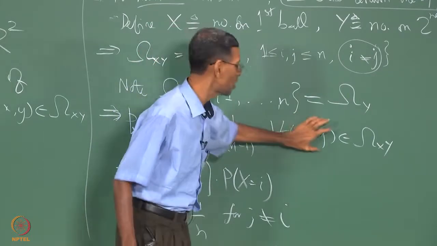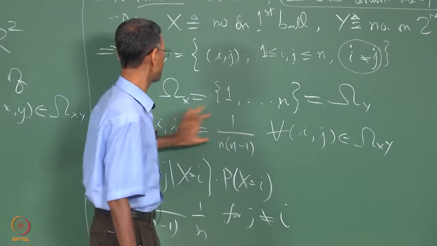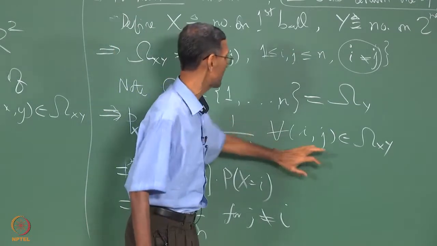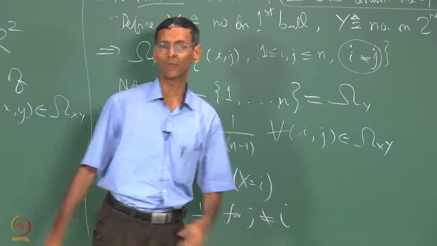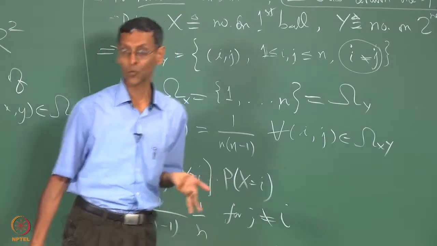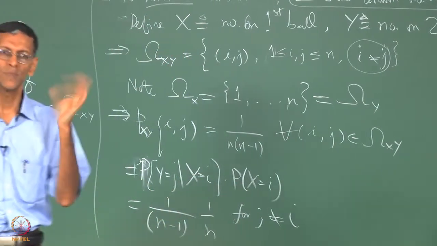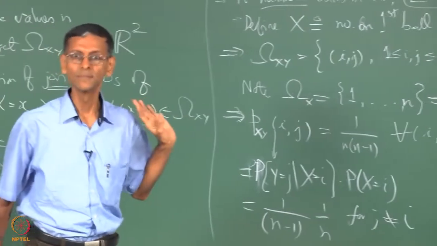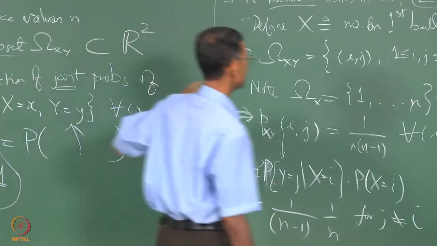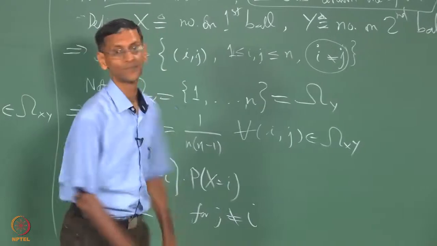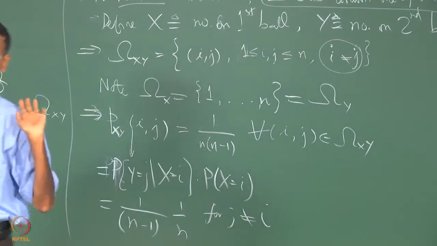Instead of saying for all ij, you could say pxy ij is 1 by n into n minus 1 as long as i is not equal to j, and equal to 0 for i equal to j. You could say that also. So you should be flexible. Do not insist that this has to be part of this. I am just writing it like that for convenience out here.